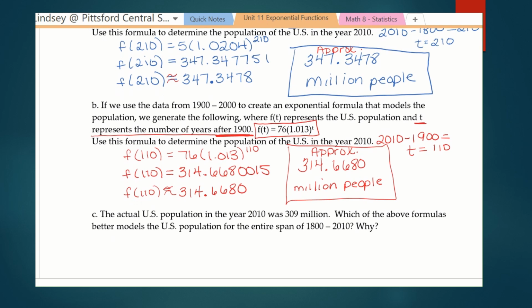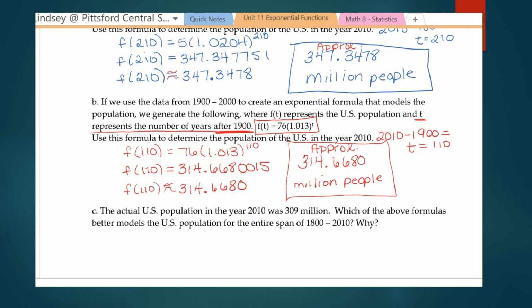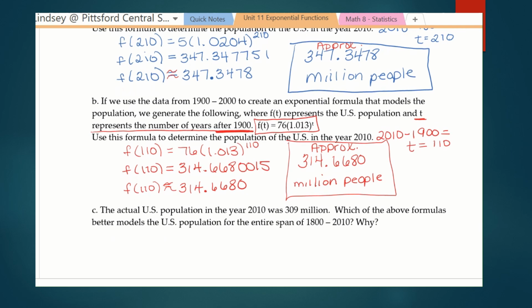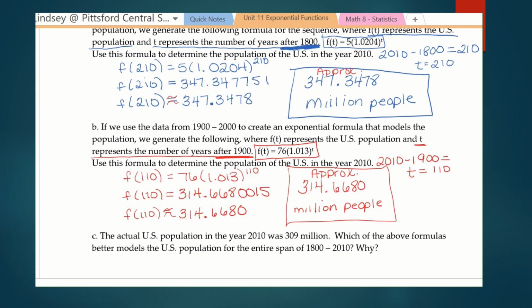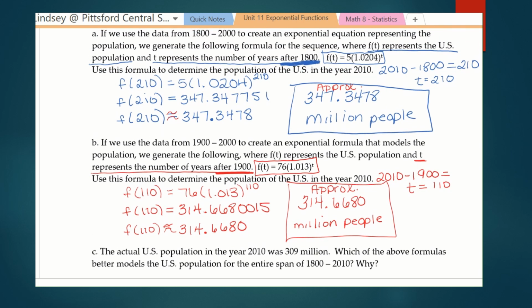All right, so now let's look at C. The actual U.S. population in the year 2010 was 309 million. Which of the above formulas better models the U.S. population for the entire span of 1800 to 2010, and why? Well, if I'm looking at A and B, I see that the formula, or the prediction that we came up with in Part B, is closer to the actual population than what we predicted in Part A.